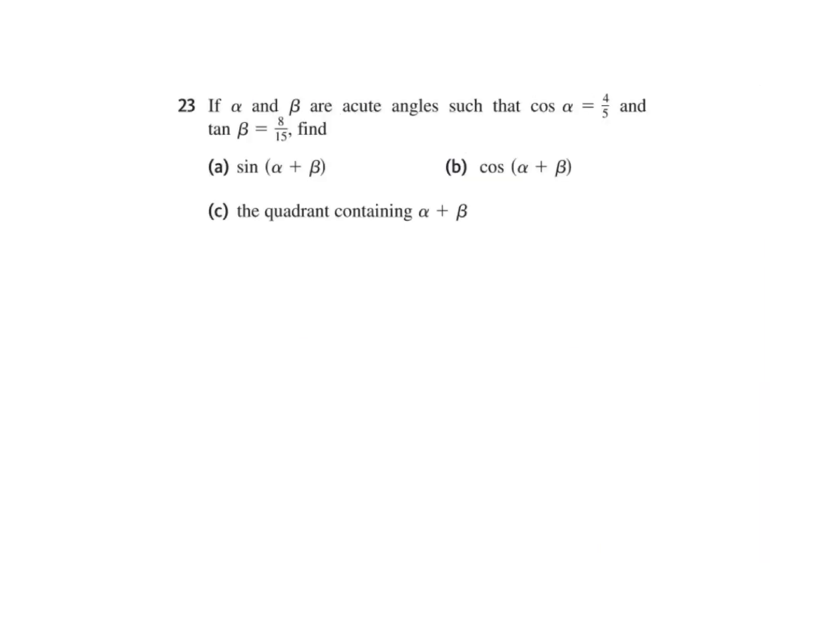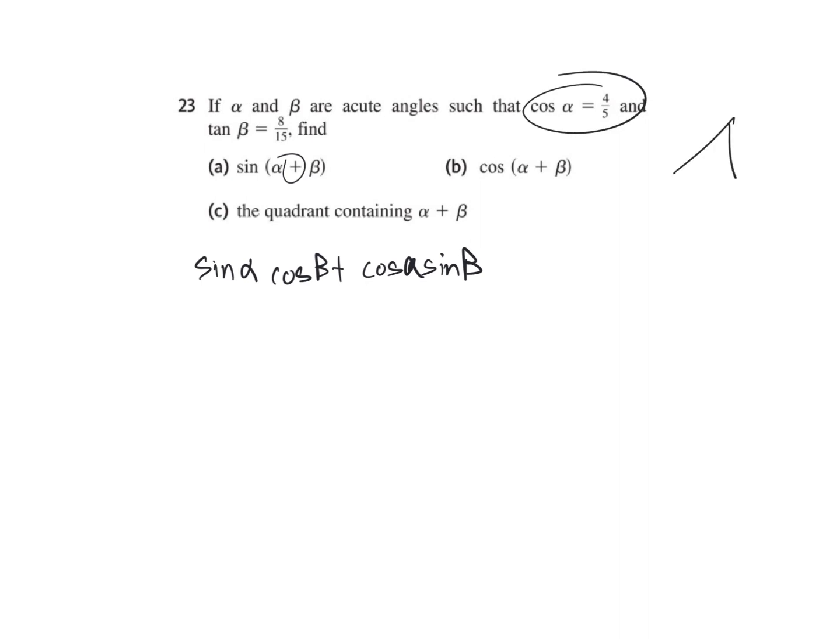Okay, so we have the addition of a sine. So that's going to be the sine of the first, cosine of the second, plus cosine of the first, sine of the second. Okay, so cosine of alpha is 4/5, adjacent over hypotenuse, so it's a 3, 4, 5. And then we have beta, tangent is 8/15, opposite over adjacent. So 225 plus 64, 289. That's 17.